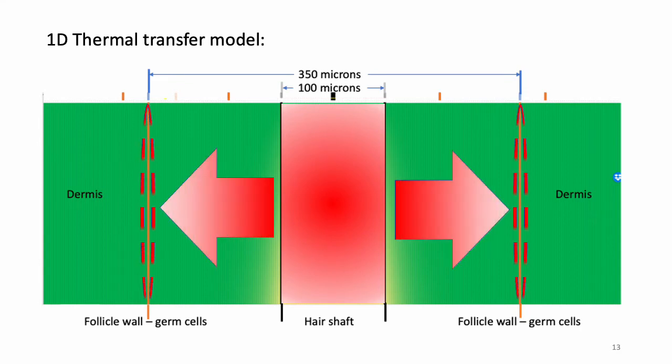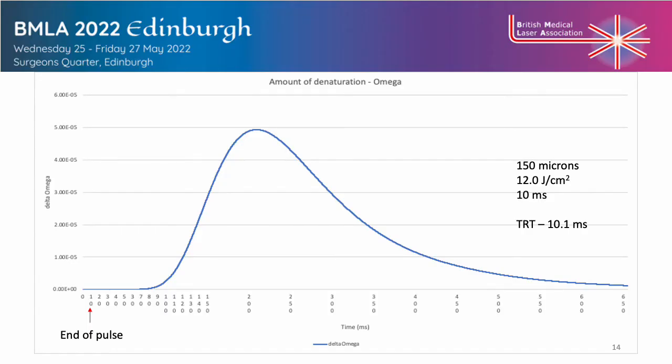That heat then diffuses outwards, all around, all directions, and some of it will warm up the germ cells on the follicle walls here, as you can see. So the question now is, how do we make sure that there's sufficient temperature and duration for this to kill the germ cells? So this is a graph of the amount of denaturation known as omega. You can see the end of the pulse is at 10 milliseconds in this particular instance. I've chosen quite a thick hair here, 150 micron hair, irradiated with 12 joules per square centimetre.